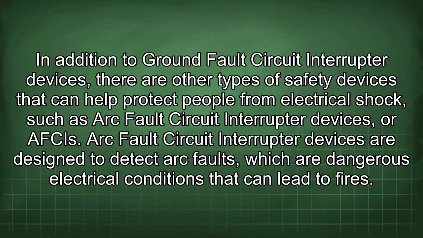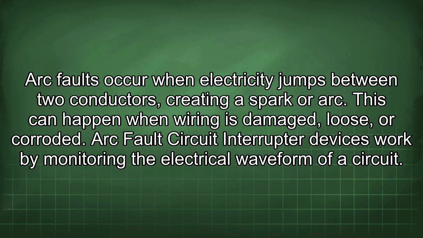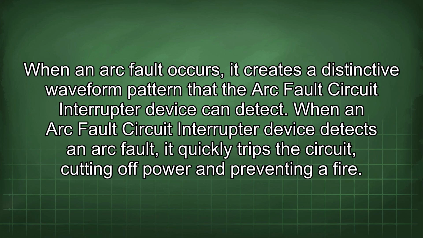Arc fault circuit interrupter devices are designed to detect arc faults, which are dangerous electrical conditions that can lead to fires. Arc faults occur when electricity jumps between two conductors, creating a spark or arc. This can happen when wiring is damaged, loose, or corroded. Arc fault circuit interrupter devices work by monitoring the electrical waveform of a circuit. When an arc fault occurs, it creates a distinctive waveform pattern that the arc fault circuit interrupter device can detect.